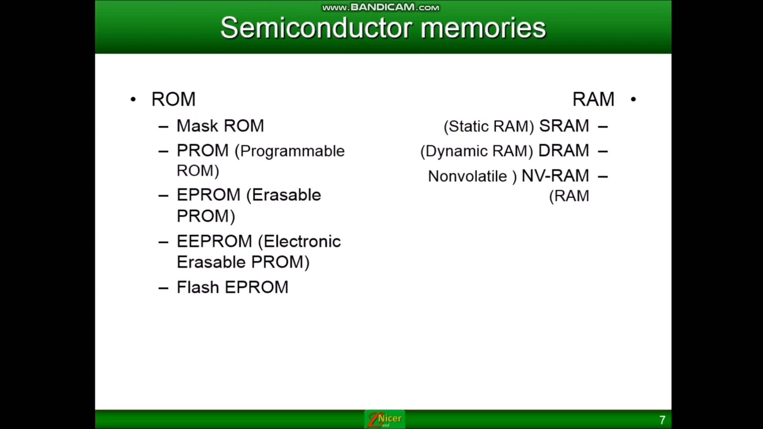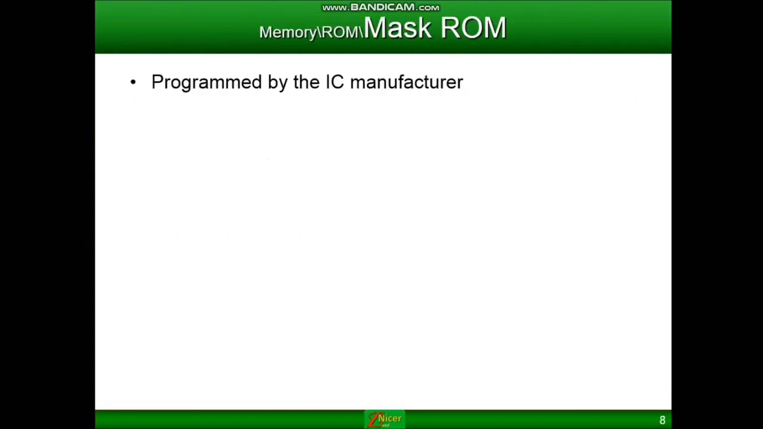Now comes ROM. It is abbreviated as read-only memory, and RAM is abbreviated as random access memory. There are different types of ROMs. First is mask ROM, PROM, EPROM, EEPROM, flash EPROM. And in RAM we have static RAM, dynamic RAM, non-volatile RAM. You can also write them as SRAM, DRAM and NVRAM. Coming to the next slide, first of all we are going to discuss mask ROM.